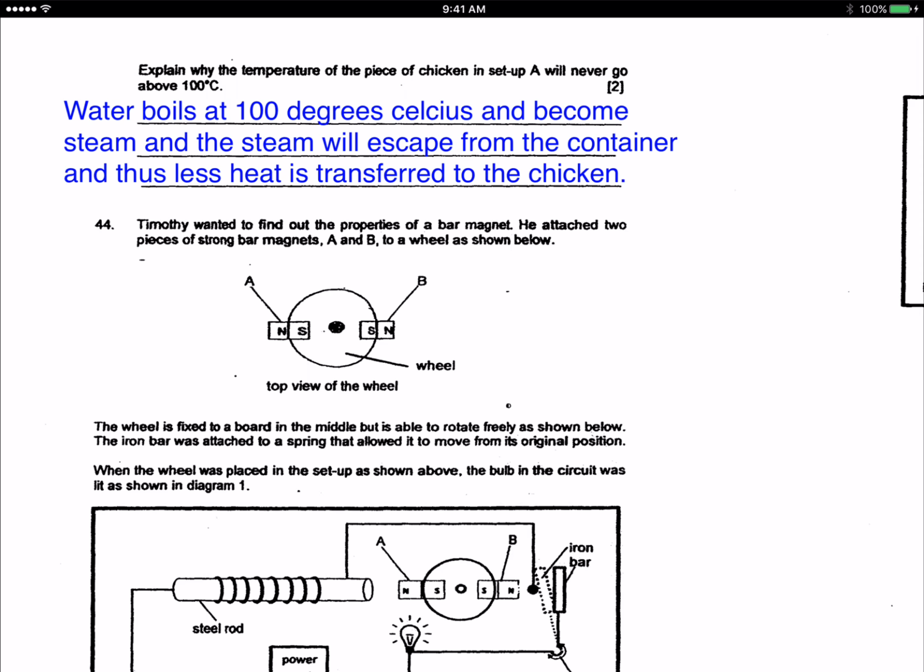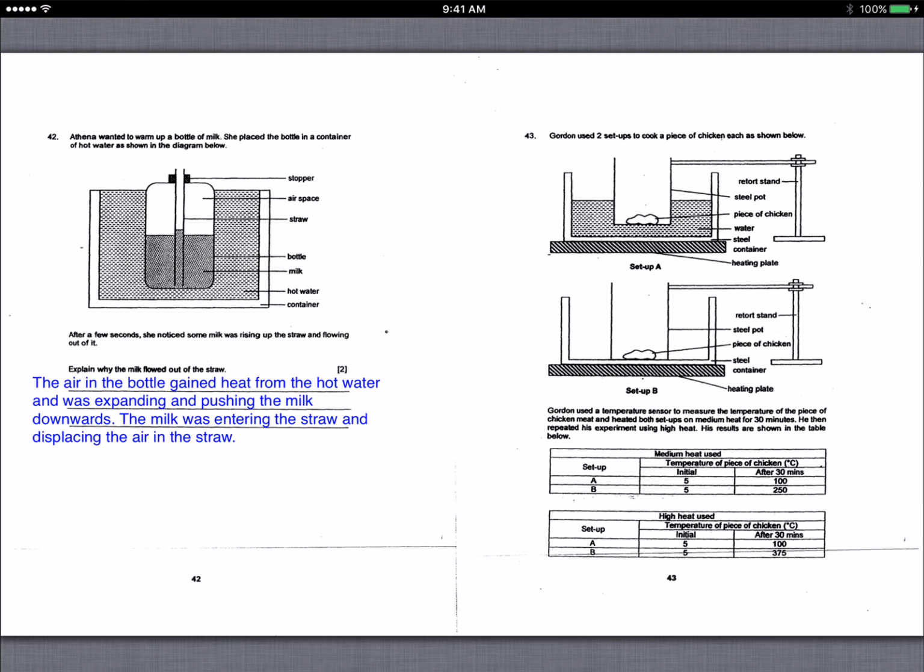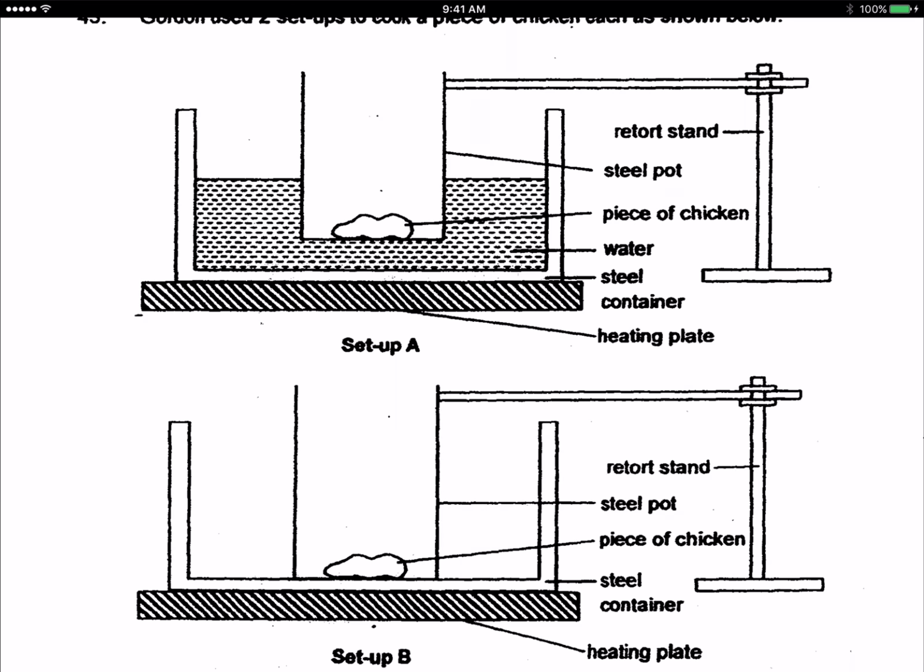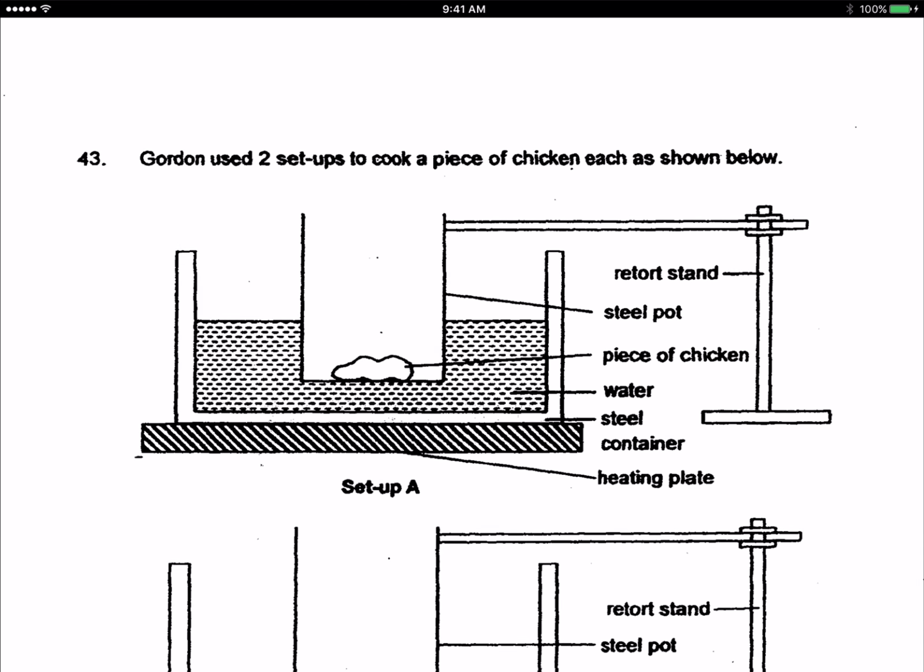Okay, so the question is why the temperature will never go above 100 degrees Celsius in this particular setup. You get a piece of chicken in the container. Chicken chop, right? So why is it that the temperature will not rise above 100 degrees Celsius in this setup? Because of the chicken?